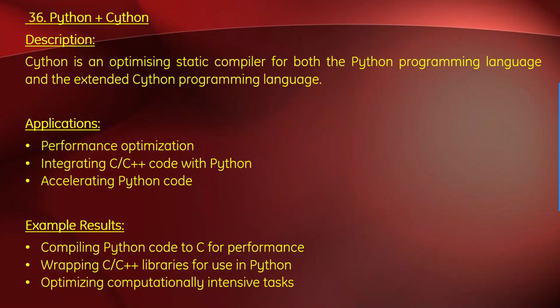The applications will be performing optimization, integrating C and C++ code with Python, and accelerating Python code. What are the examples? We use it for compiling Python code to C for performance, wrapping C or C++ libraries for use in Python, and optimizing computationally intensive tasks.